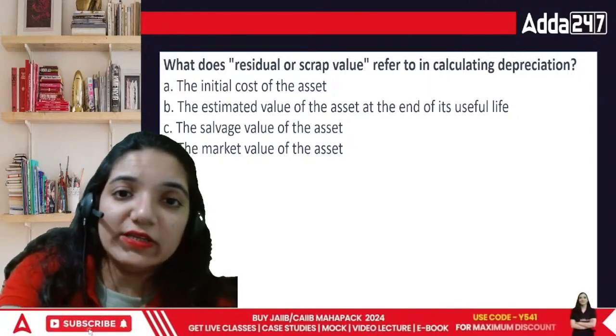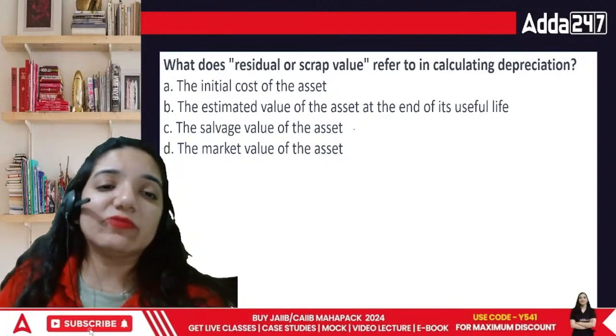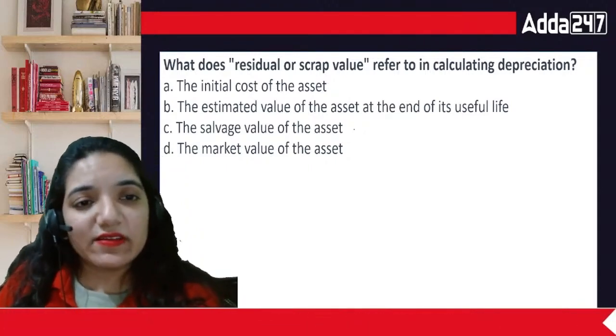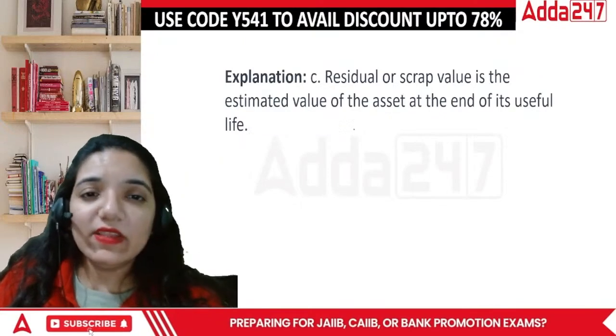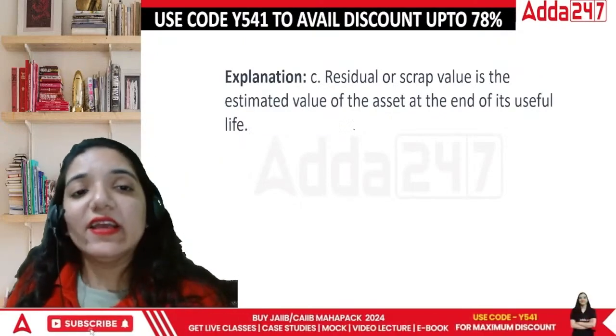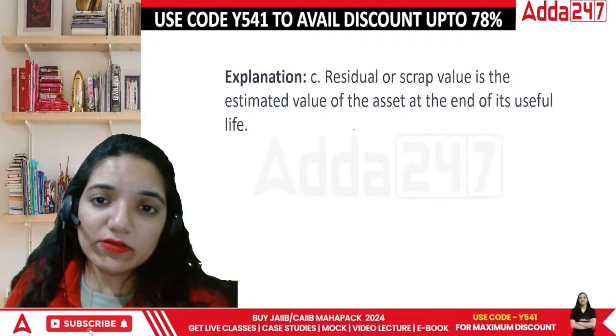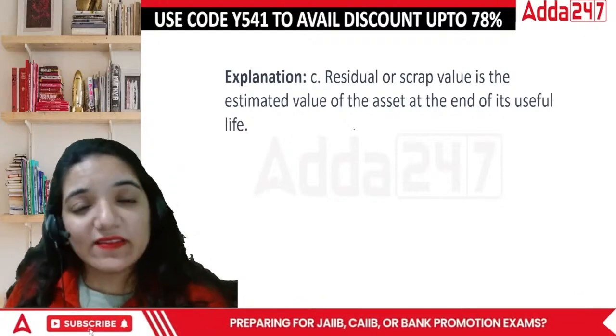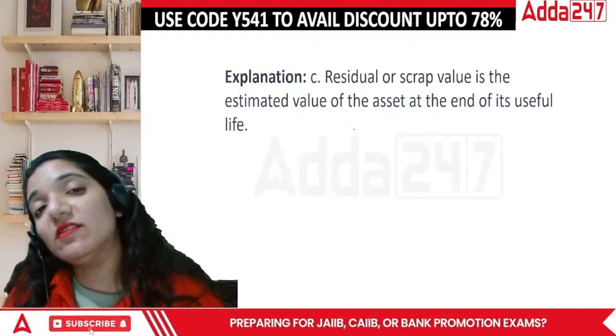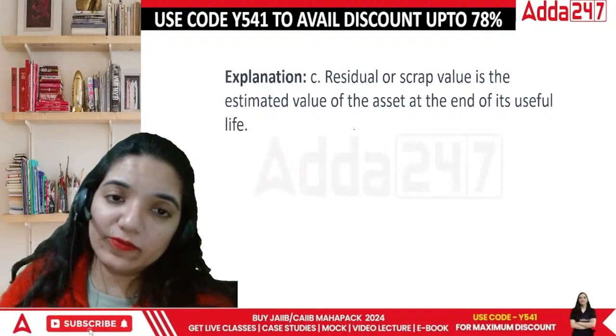It is also called salvage value. So all these things are the same: residual, scrap, and salvage value. This is the value which is there at the end of the year. So I believe the B part also satisfies that particular point. This is the estimated value of the asset at the end of its useful life.